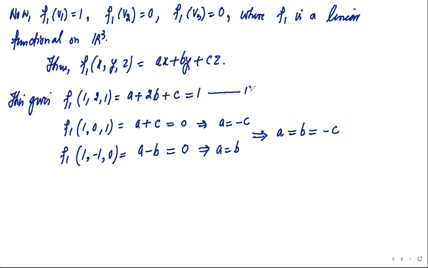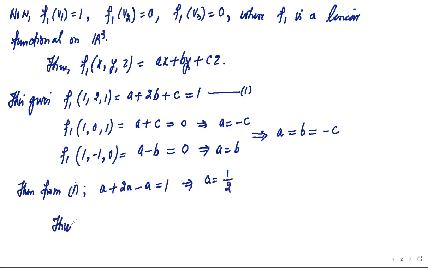Now if we put a equal to b equal to minus c in this equation, let's call this equation number 1. So then from 1, we put b is equal to a, then it is 2a, and we put c is equal to minus a. This is equal to 1. So this implies a is equal to 1 by 2. So thus, we have the values of a, b, c.